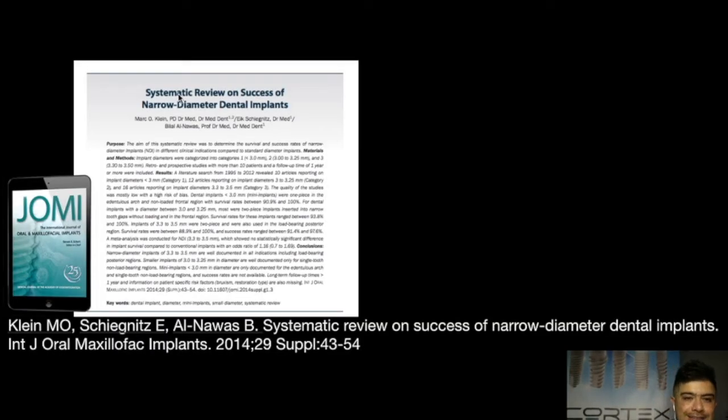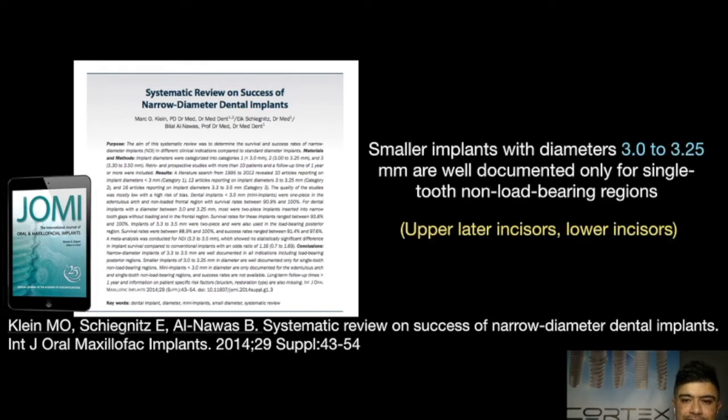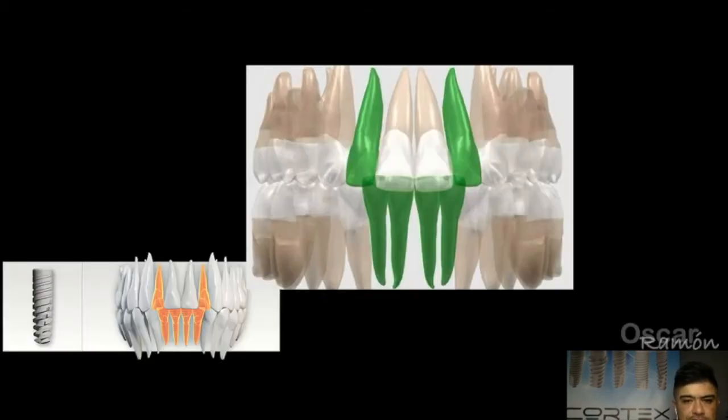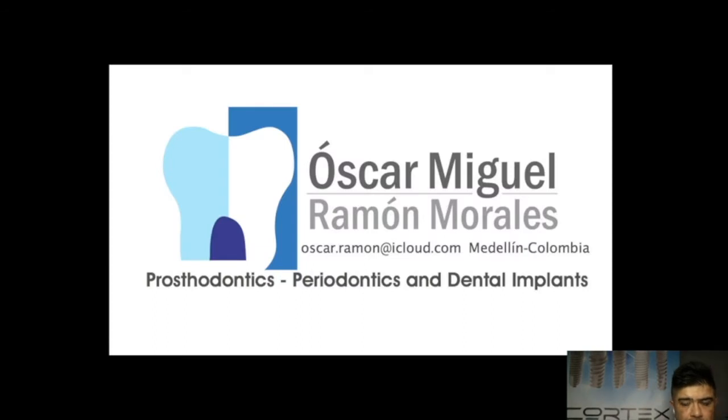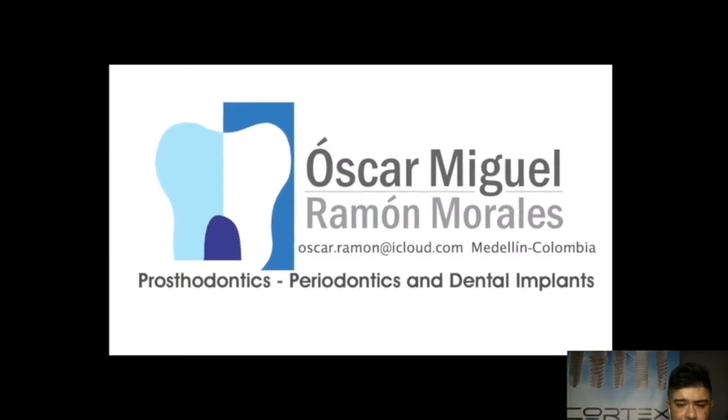When we analyze the systematic review about this topic, we see that narrow implants are well documented only for single tooth restoration in areas with no load-bearing regions, like upper lateral incisors and lower incisors. So the indication for this implant is only for single restoration in upper lateral incisors and lower incisors.